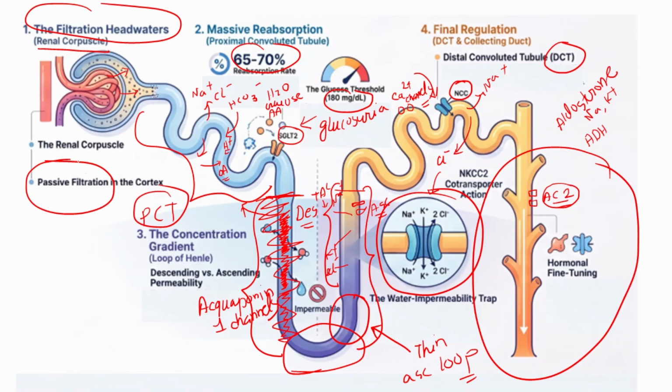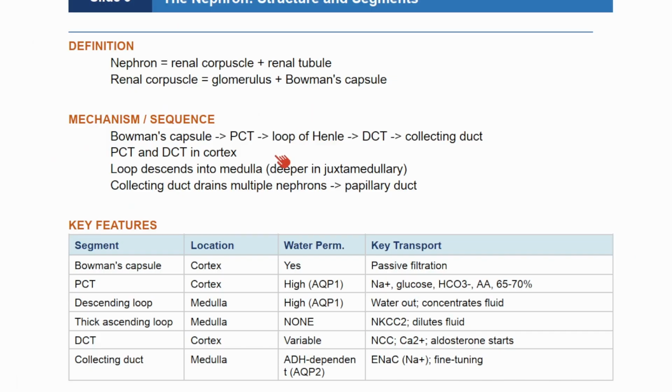As we finish tracking this microanatomical path from the cortical headwaters down to the medullary papillary ducts, we see how each segment's spatial layout directly dictates its transport capabilities. The mechanical trapping of water in the thick ascending limb is what establishes the concentration gradient necessary for the collecting duct to function under hormonal control, which brings us directly to our structured slide review to anchor these core parameters and transport events.